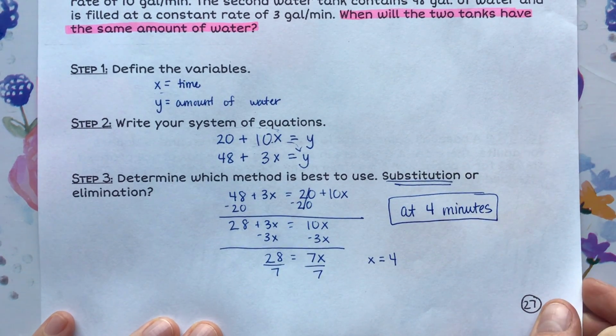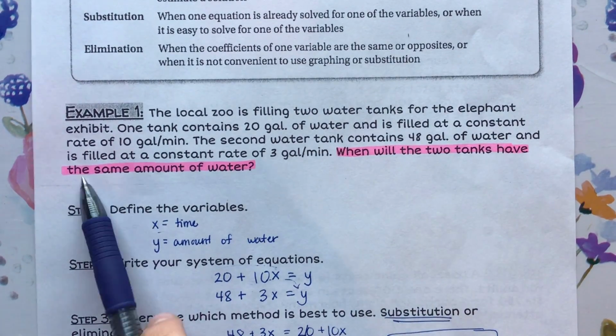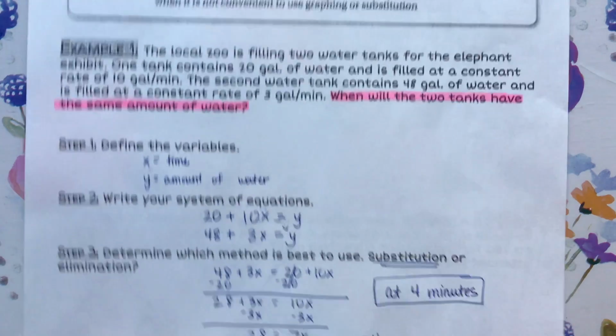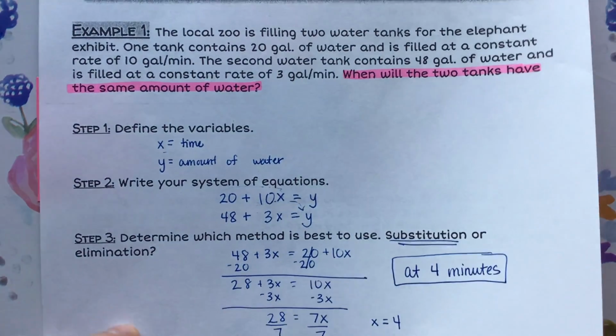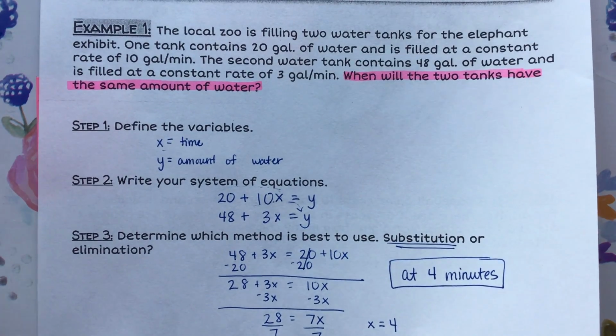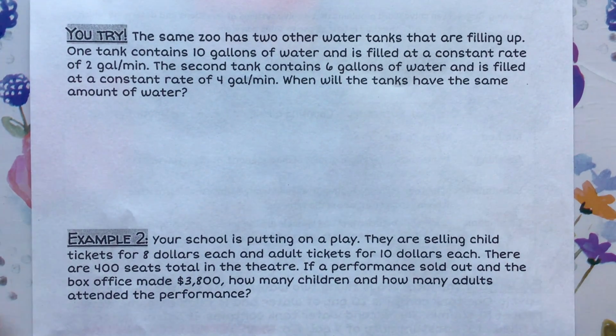Usually you do solve for x and y, but because this question specifically asked only for the amount of time, I'm not going to keep going because I want to answer the question and then move on. That's just a strategy for test taking, like when it's timed and things like that. Okay, so let's do another example that's very similar to that.